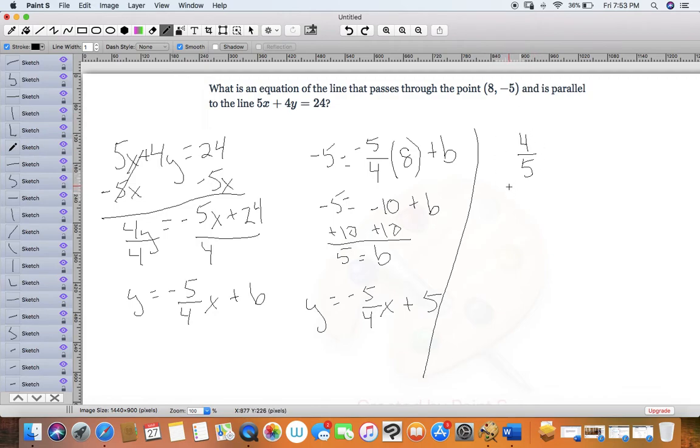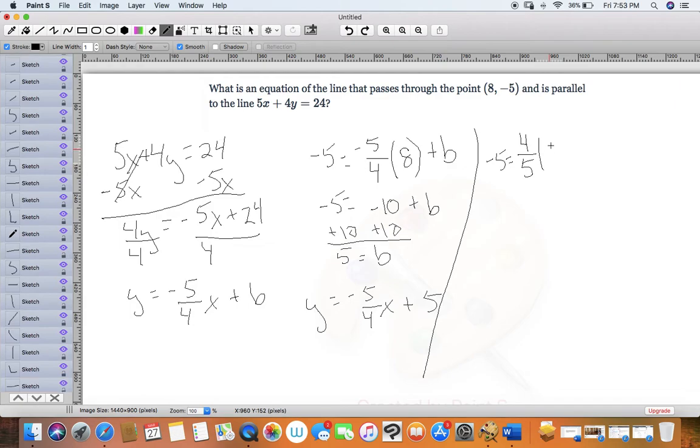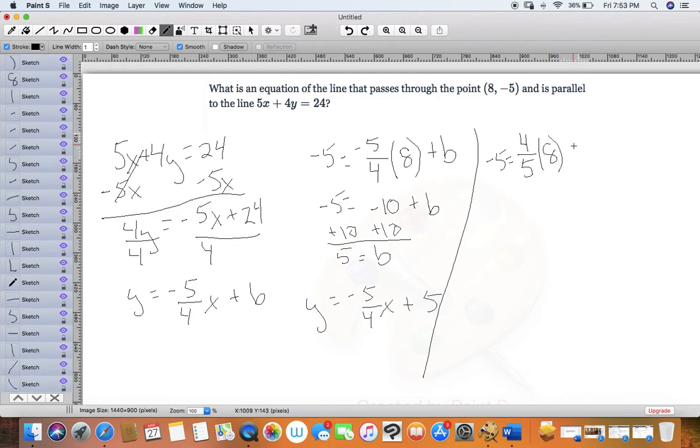I still need to find the b. So to do that, again, I would still plug in these numbers. So I would have a negative 5 equals 4/5 times 8, and then plus b. Now this is not going to come out as nicely because 8 is not divisible by 5. So really we're going to have 32/5 plus b equals negative 5. And then we'll subtract 32/5 on both sides.